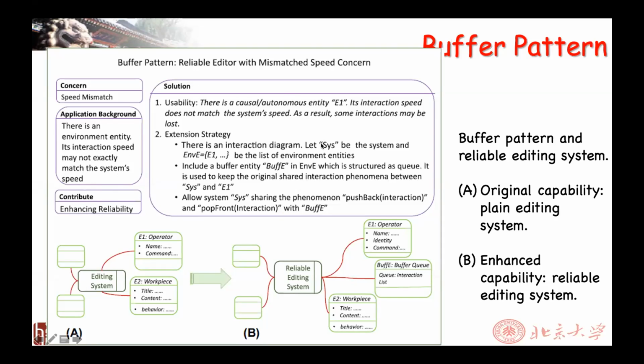So in the same way as I showed in the last pattern, we just go through the strategy list to see how the original problem can be extended to the new problem. For example, the first is the same: the original editing system, this operator or workpiece. But currently, the operator can probably type very fast, and the editing system cannot respond quickly to the operator. If you do not include some strategies, some comments of the operator can be ignored or lost. So that is a problem.